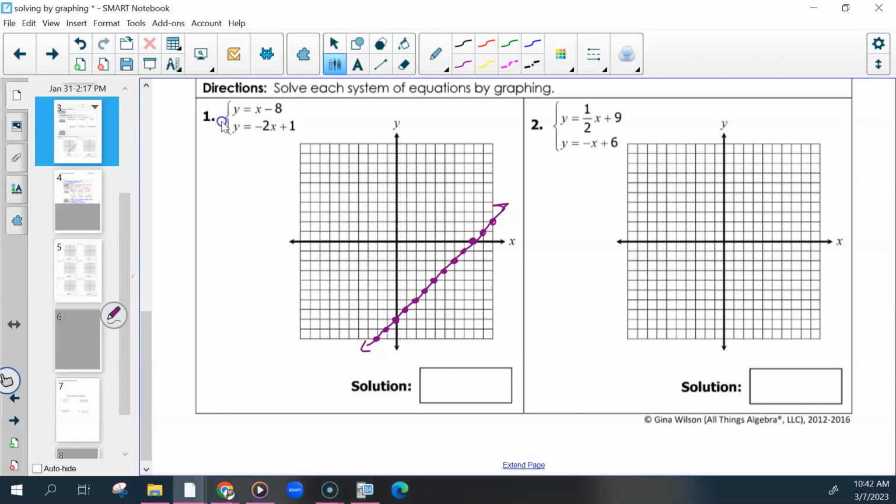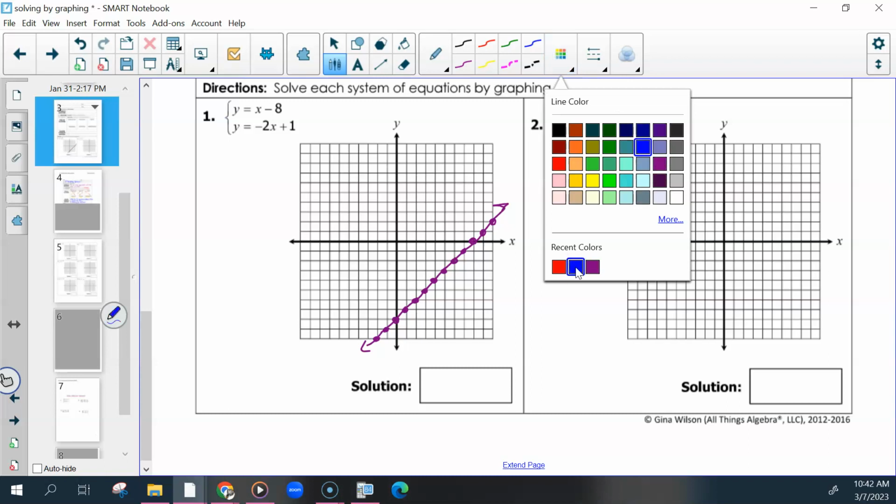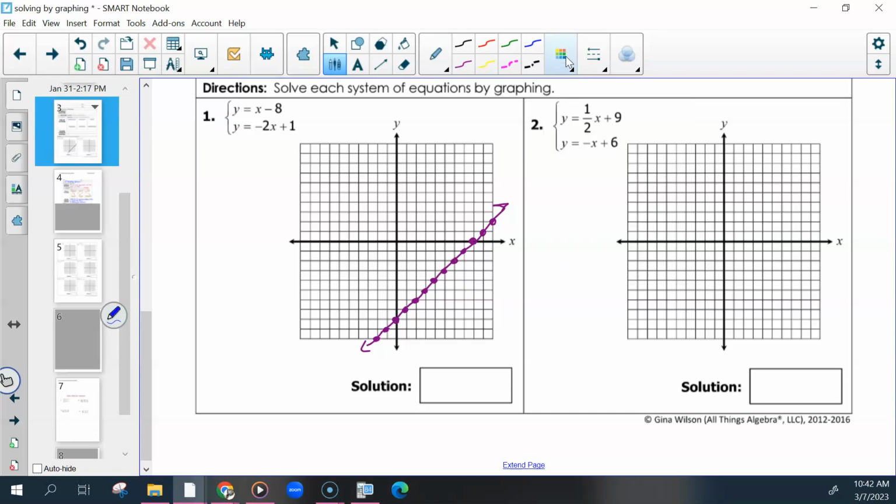Then where would the second one start? Positive 1. And our slope is negative. What directions could we go to get a negative slope? Up and left, down and right. So either way, you have to go both. Go up 1, left 1 as many times as possible. And down 1, right 1 as many times as possible. And we'll come back and finish this.